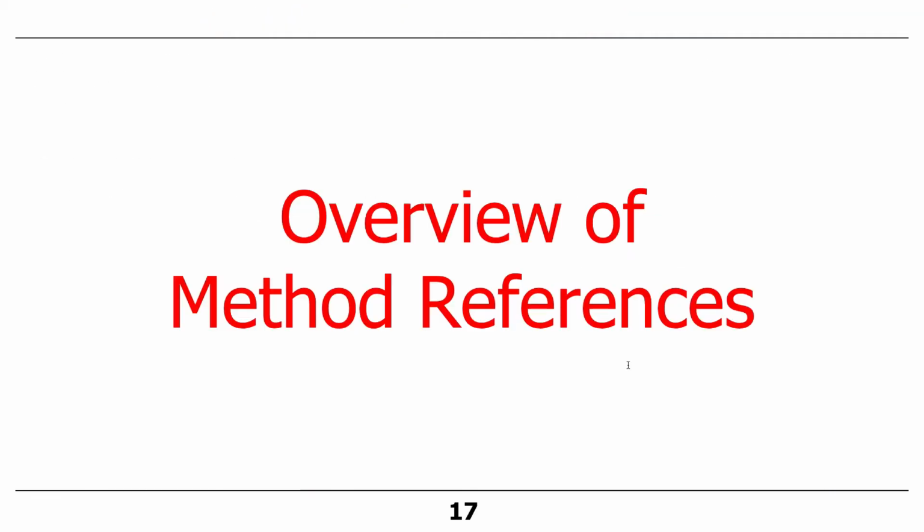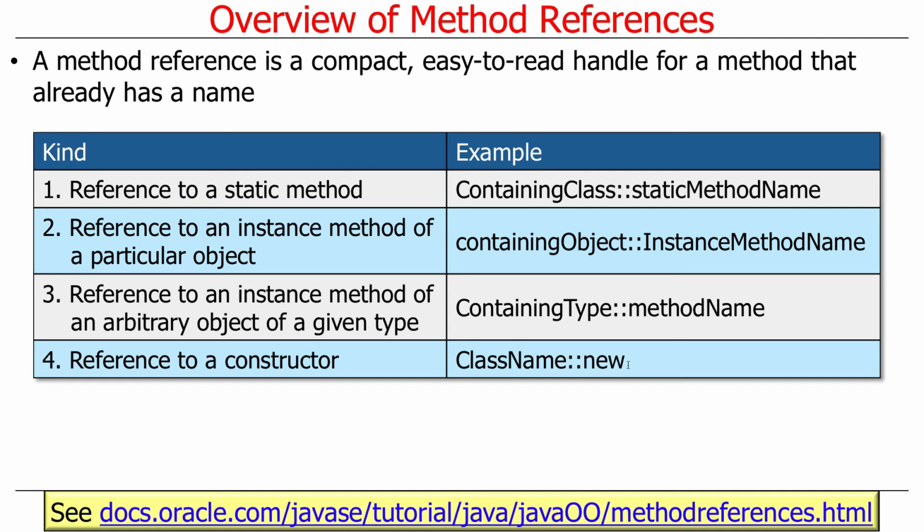All right, second concept, method references. You'll see that a method reference is a compact, easy to read handle for a method that already has a name. As we'll discover as we go through the course and you play around with your integrated development environment, there's a nice relationship between lambda expressions and method references that can often be automatically converted by your IDE, which is kind of cool.